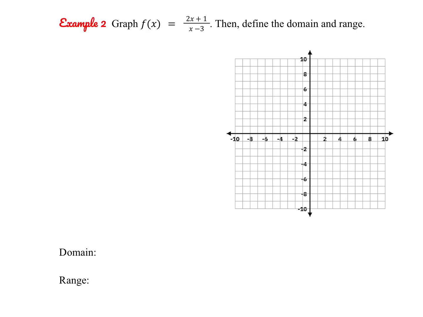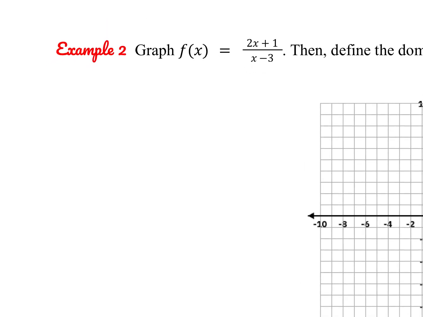All right, let's give this one a try together. So the first thing I need to do is identify my asymptote equations. So let's start with the vertical asymptote. Remember, the vertical asymptote we find by taking our denominator and setting it equal to 0. We're looking for the place where our function is undefined. And again, that will always be where our function has a denominator equal to 0. So if I solve, I get x equals 3.